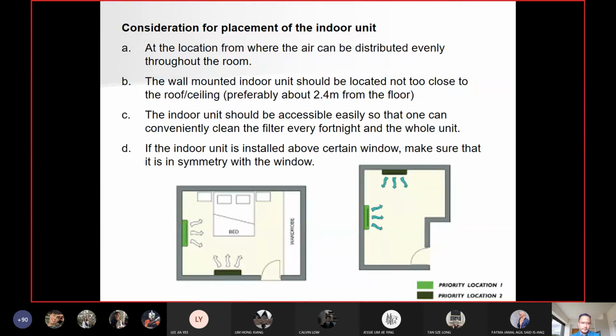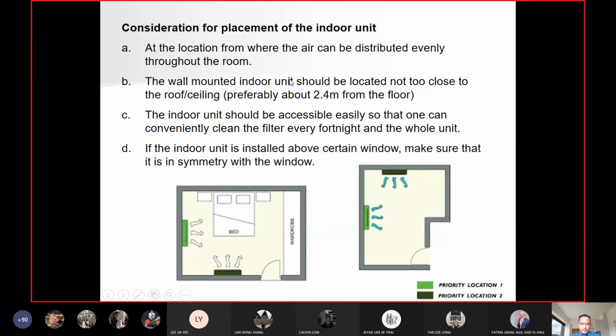Okay, consideration of placement of the indoor unit. This is especially if you use the wall-mounted type. You need to place it at a location where the air can be distributed evenly throughout the room. So if you are using the cassette type, maybe right in the middle of the room. If you're using the wall-mounted, then it should be in the middle of the wall like this. You can see here the lighter green is priority location number 1, and priority location number 2 is the darker green. That's where you should put it, right?